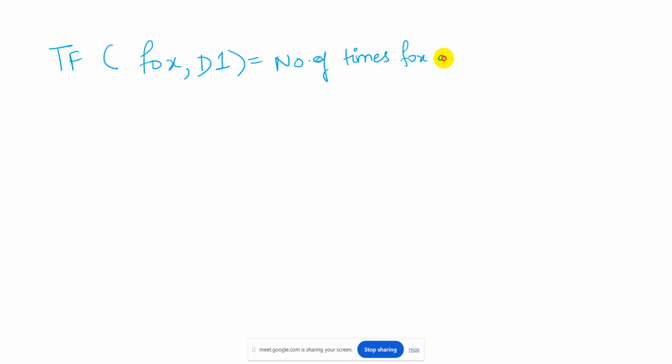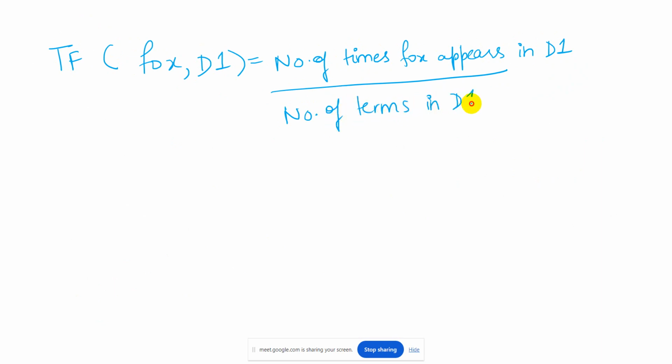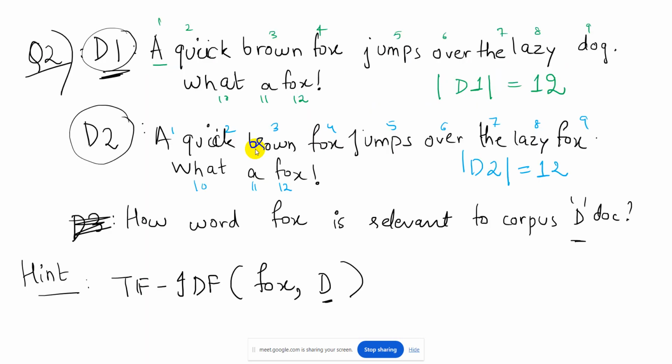So how we are going to do this is first calculate the term frequency of the word fox in the first document. That is the number of times fox appears in D1 upon the number of terms in D1, that is nothing but the cardinality of D1. So how many times does the word fox appear in D1?